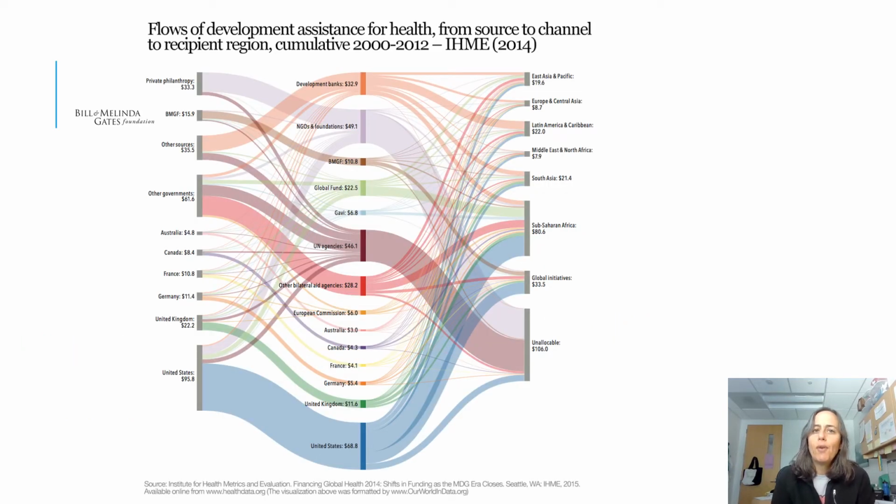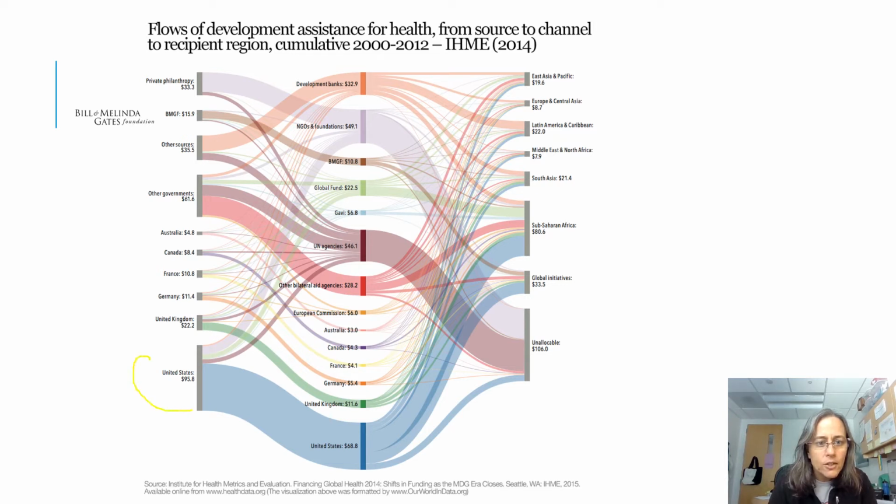This is an example of what that looks like. So let me orient you to this graphic. I might need my glasses. It's tiny. Okay. And I'm over 40, as you know. Okay. So the United States is down here.